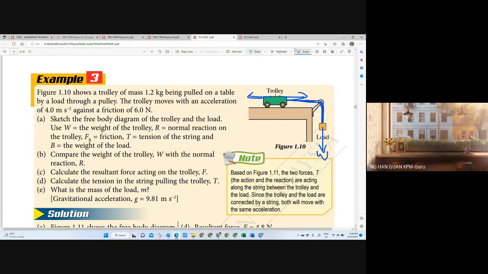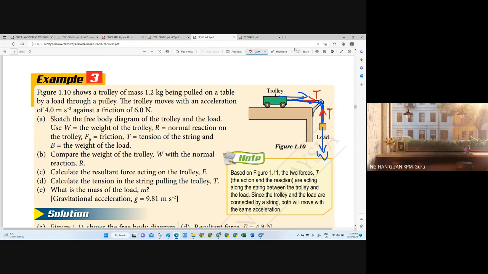So what we have to be alert to is, once there is a string connected, you must always remember there is tension acting towards the center of the string itself. So this tension will be acting towards the center in two different directions. Okay. So when we want to find these tensions, or any reactions, for example when we want to know about the acceleration of the system, let's say an example like this.